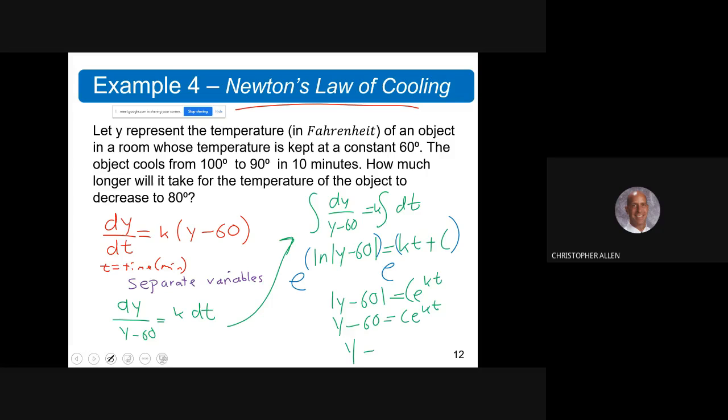And then finally, we get the following equation, and this is the equation that we're going to use for this problem. I'm going to put it in a box here. Sorry about that. This is our general solution for this problem. It's a little bit different than the last one. The only difference really is that plus 60, which again kind of makes sense.